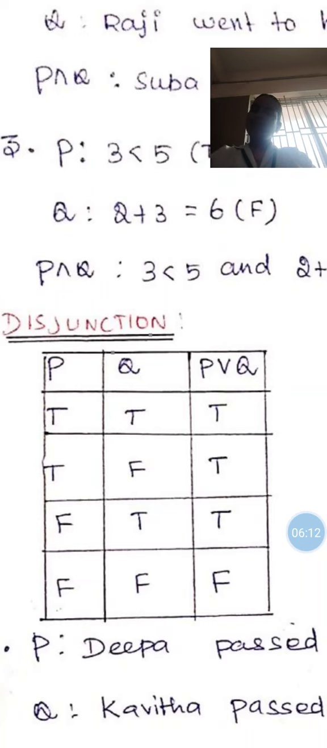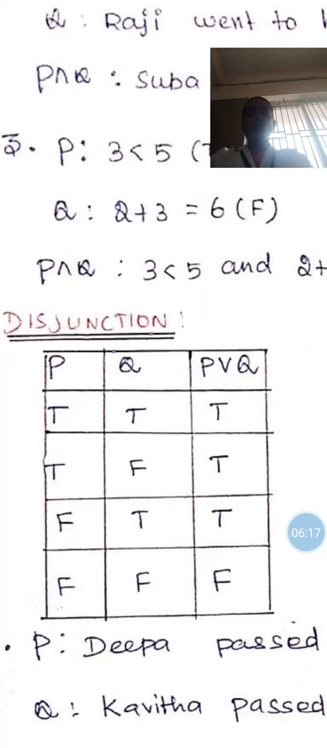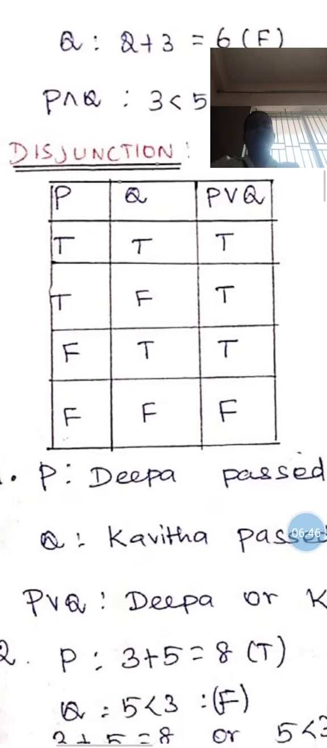Here also we take two propositions P and Q. If both P and Q are true, then P disjunction Q is true. If one of P and Q is true, then P disjunction Q is also true. If both P and Q are false, then P disjunction Q is false. If only one proposition is true, then P disjunction Q is true. Only if both P and Q are false do we have P disjunction Q false.